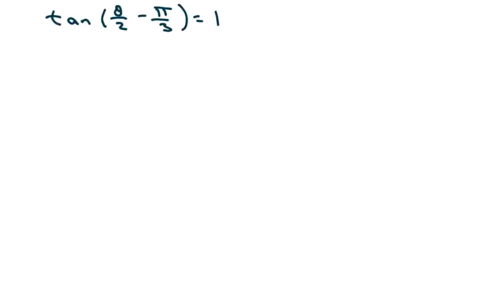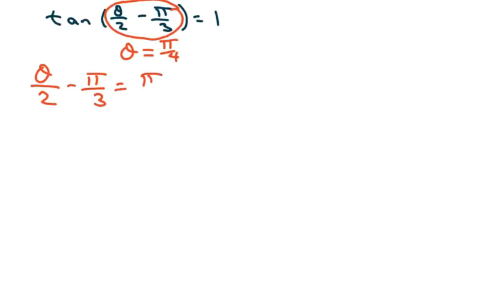Okay, here's another one. We know that if this is our theta, we want our theta to be pi over 4. So I'm going to set this equal to pi over 4. And remember, the period for tan is just k pi. So the first thing we're going to do is add pi over 3. So we have pi over 4 plus pi over 3 plus k pi.